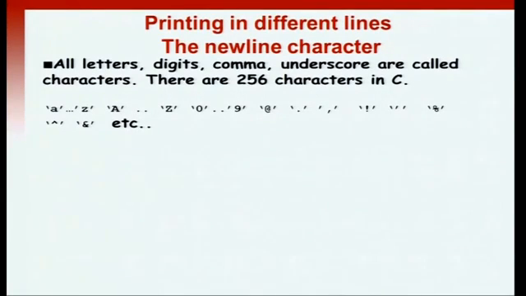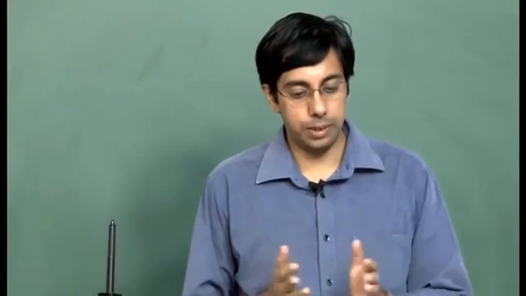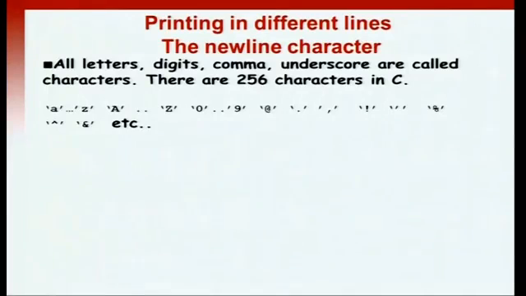The printf statements that we have seen so far will print a message, and then the terminal prompt will come immediately after the print. Now, typically what we want to do is print a message, then tell the prompt to appear on the next line. So, for this we need what is known as the new line character.